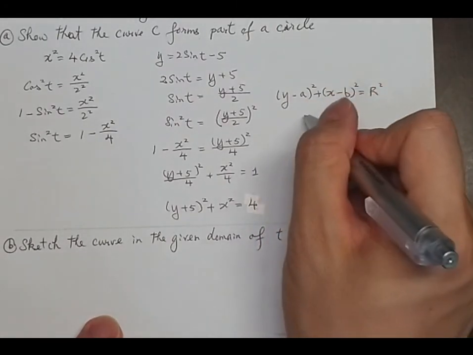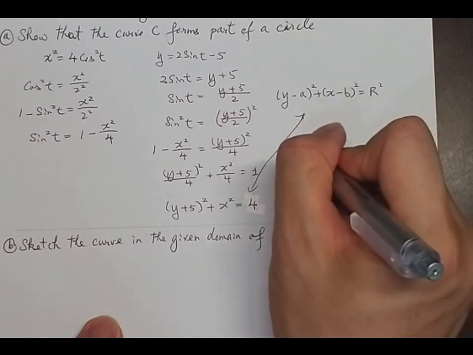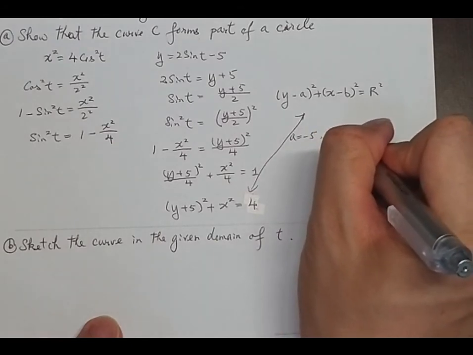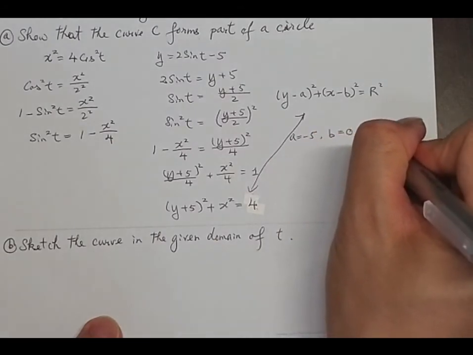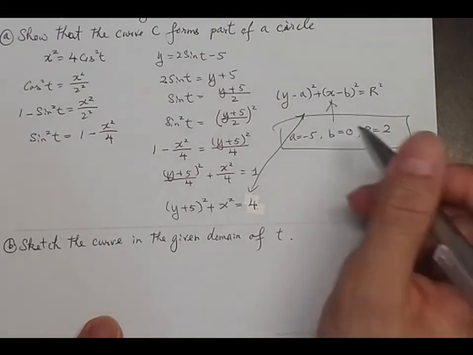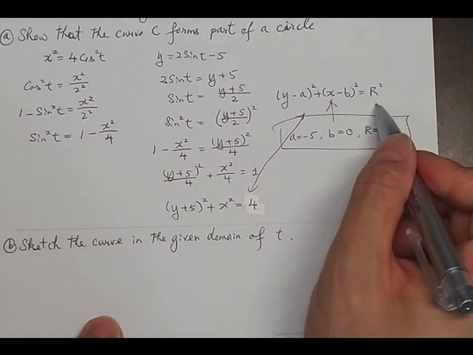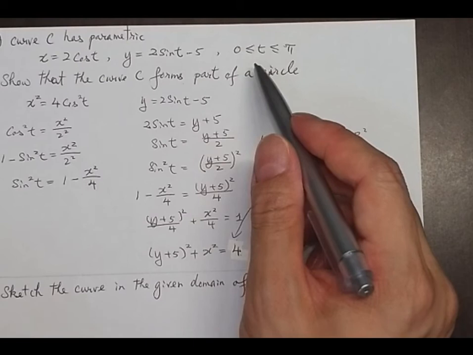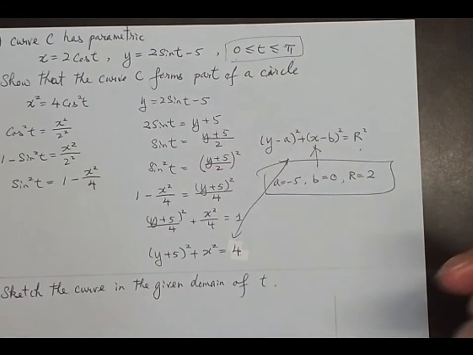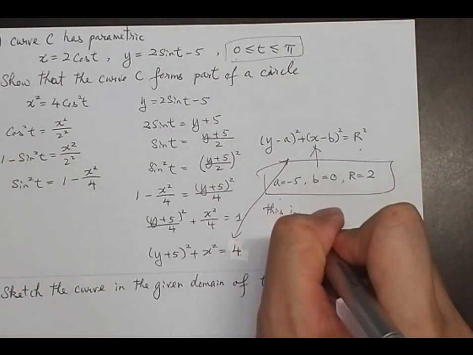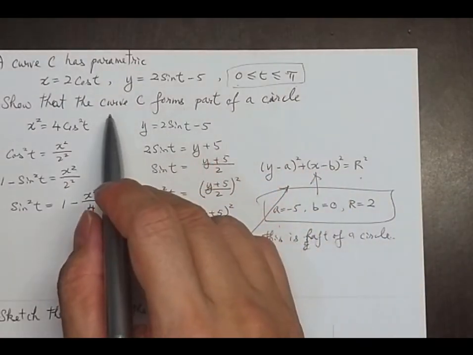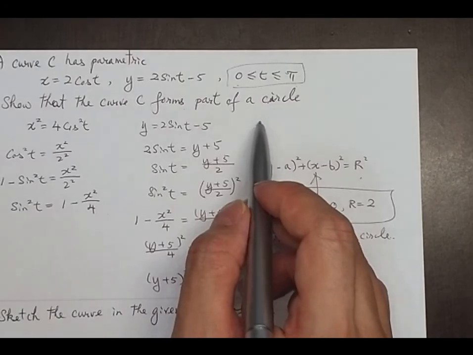And from here to here, we got a equal to minus 5 and b equal to 0. r is equal to 2. This is the equation of a circle. If this circle is a complete circle, the t value should be from 0 to 2 pi. But now the t value is only from 0 to pi. That means this is half of a circle. So we prove the curve C forms a part of a circle, half of the circle.